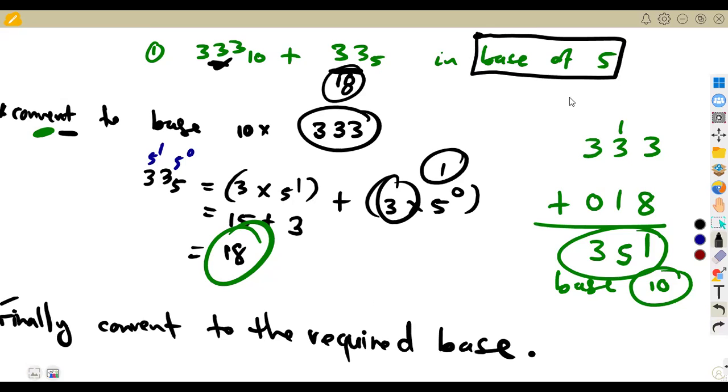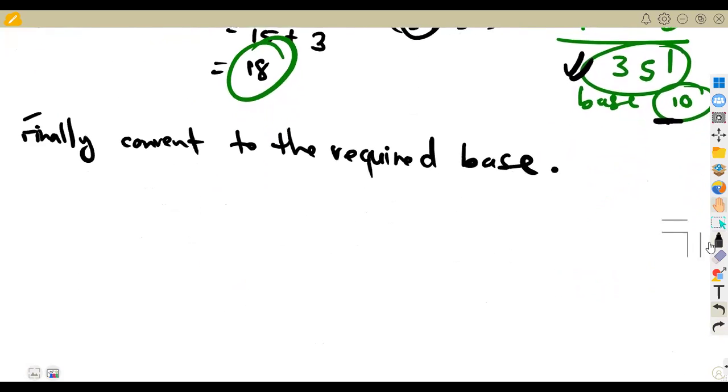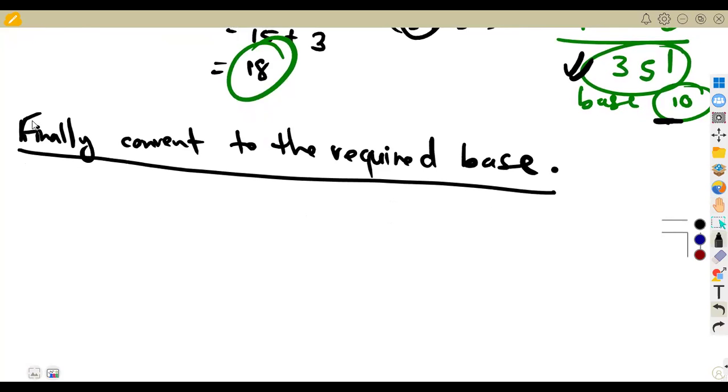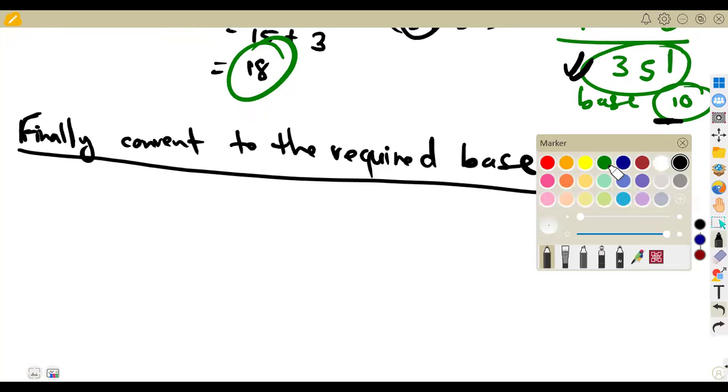And what is the required base? The required base is the one that you are given here, base 5. We got our answer now in base 10, so you have to convert this to base 5. Remember, that is where we talked about this, guys. That's where we had the introduction. If you did not watch that introduction, make sure you watch it, because we talked about converting numbers from base 10 to any base. So how do we convert 351 to base 5?